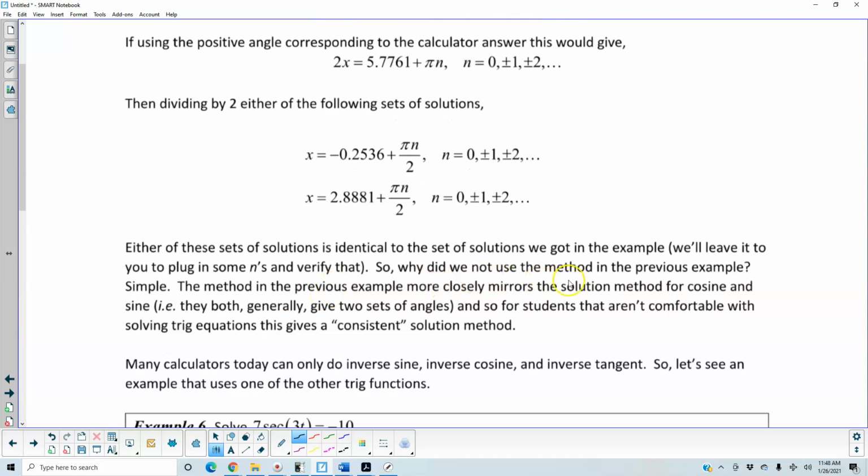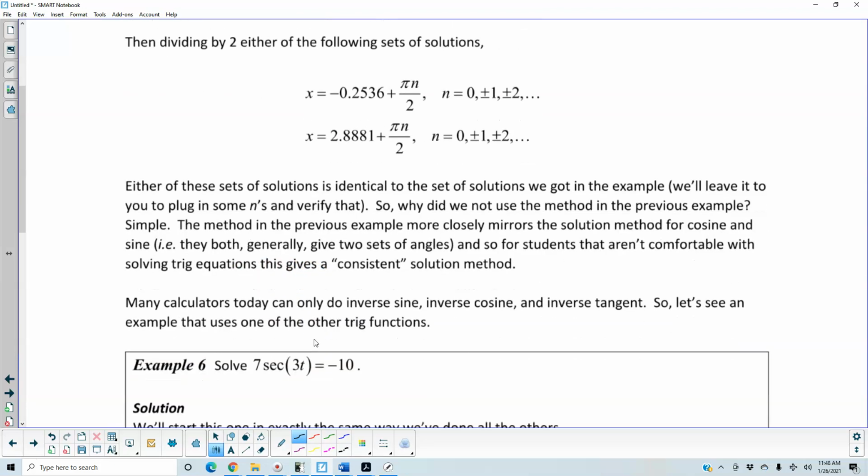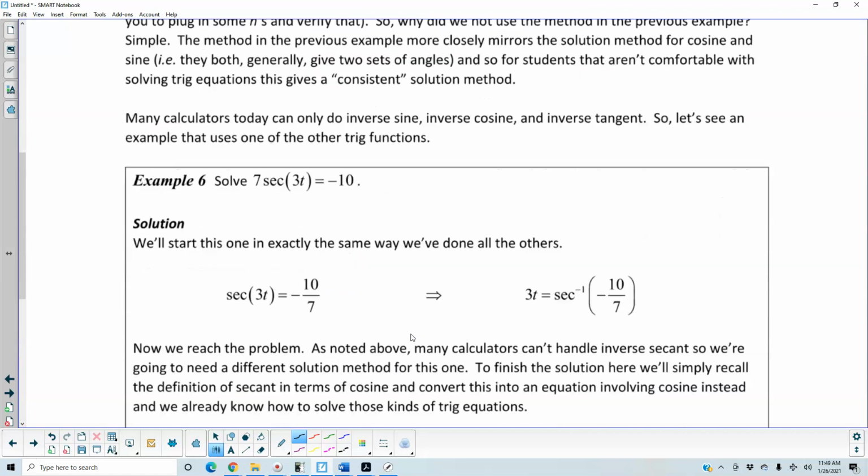So why did we not use the method in the previous example? Simple. The method in the previous example more closely mirrors the solution method for cosine and sine. They both generally give two sets of angles. And so for students that aren't comfortable with solving trig equations, this gives us a consistent solution method. Many calculators today can only do inverse sine, inverse cosine, and inverse tangent. So let's see an example that uses one of the other trig functions.